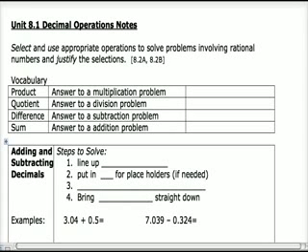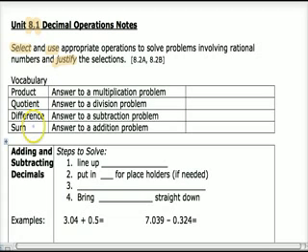All right, welcome to 8th grade math. We're going to be doing 8.1 decimal operations notes. Our 8 is for 8th grade. Our 1 is for our unit. Let's take a look at our TEKS. We are going to select and use appropriate operations to solve problems involving rational numbers and justify the selections.